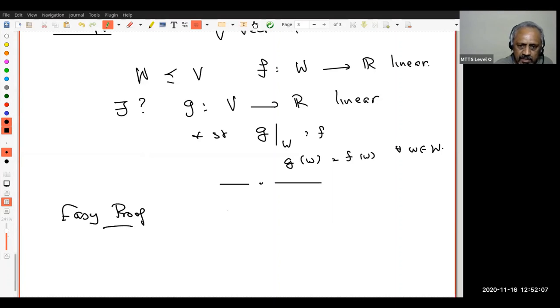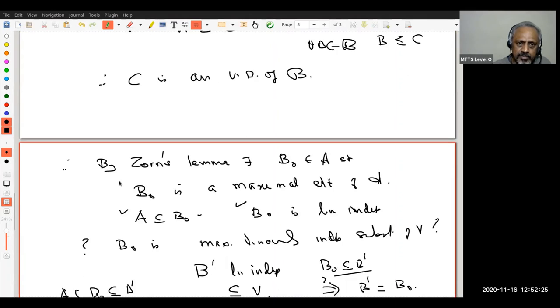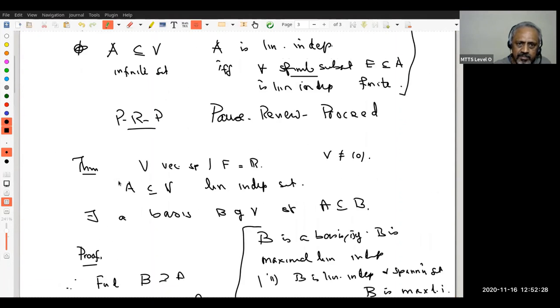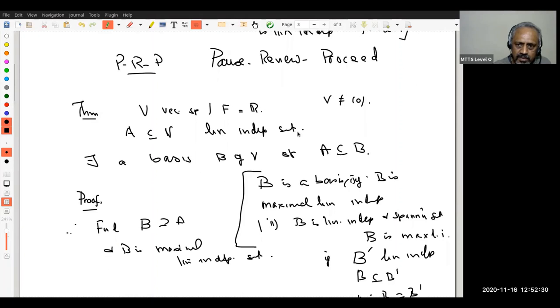The easy proof is, suppose A is a basis of W. Why does it exist? Because every vector space has a basis. We just now saw that. How do I know every vector space has a basis? From this, how does it follow? Since V is non-zero, I can start with A to be any singleton {v}, where v is a non-zero vector. Then it's linearly independent. Therefore, there is a basis.